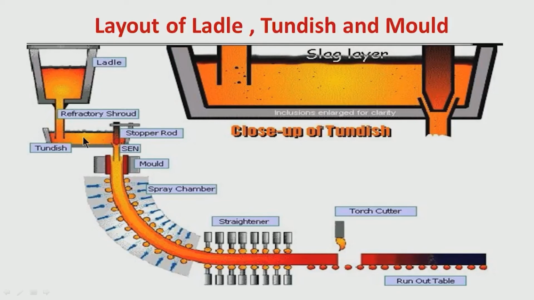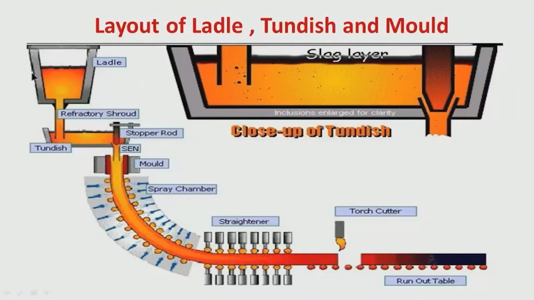So tun dish life is very important. The tun dish is there for quite some time, for several heats. A ladle, maybe after one heat you are removing it, and we can inspect whether refractory erosion or some other problem is there with the refractory, and maybe we have to change it or do some patching. But in the tun dish, several heats, several thousands of tons of liquid steel will get into the tun dish continuously. So the tun dish refractory is very important.